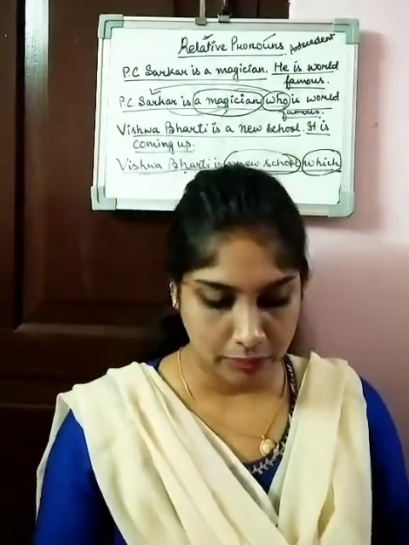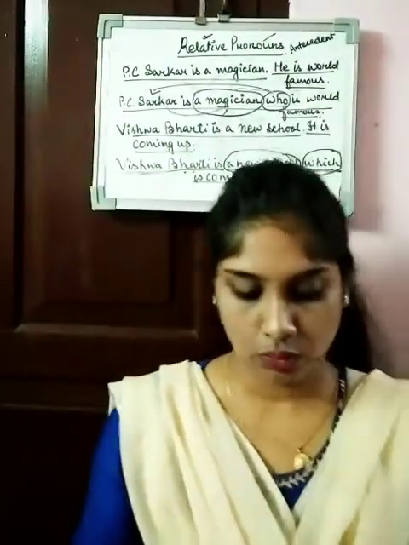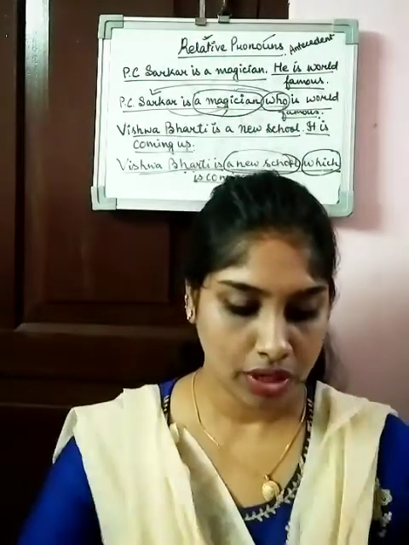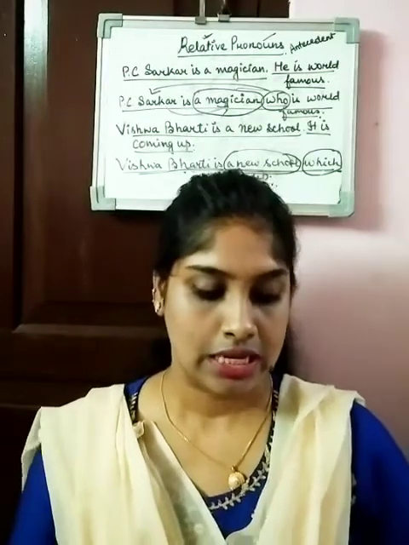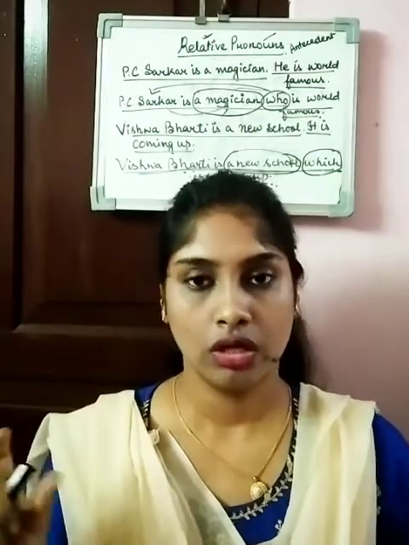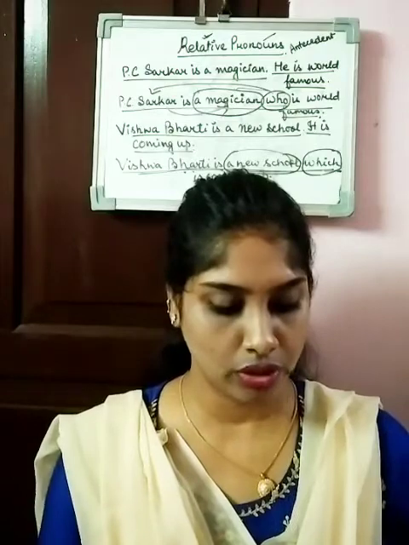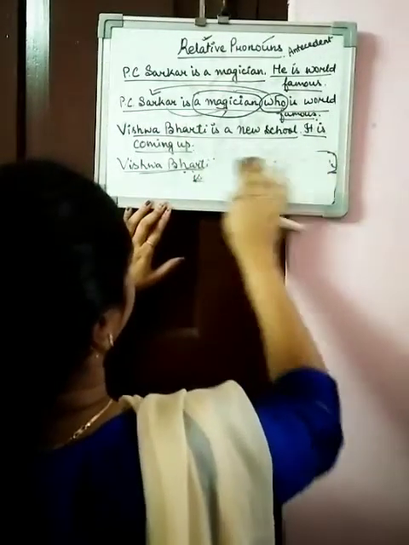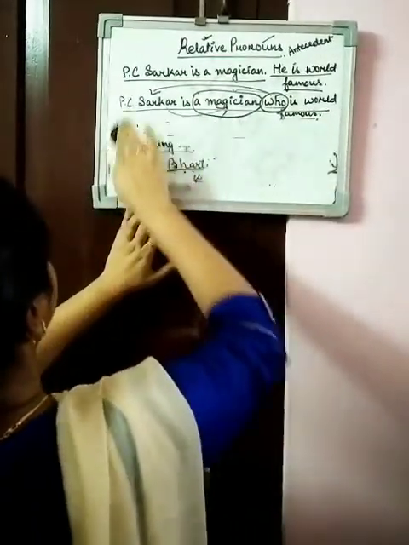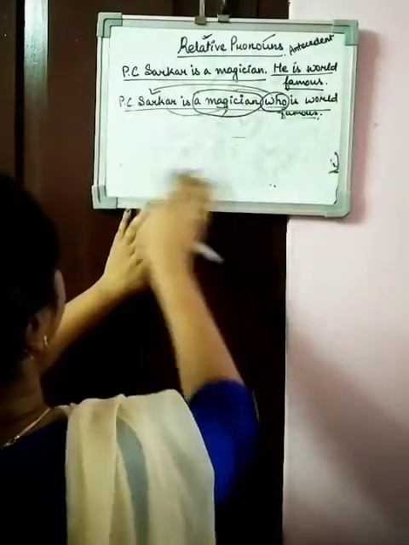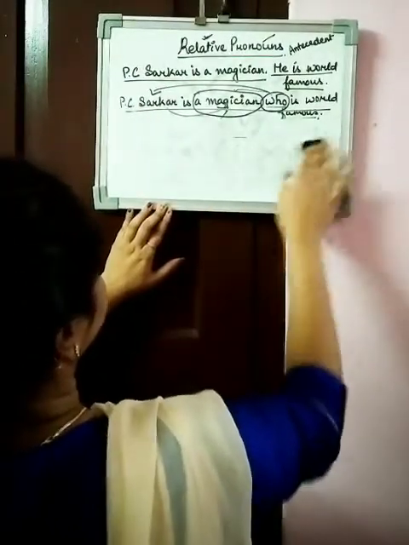Okay? For example, let's take this example which is written in the pink color box. See, what is written there? The boy who is playing is my brother. Okay, this is the sentence. Now, in this sentence, the boy who is playing is my brother. Let me write it so that you will be able to understand.